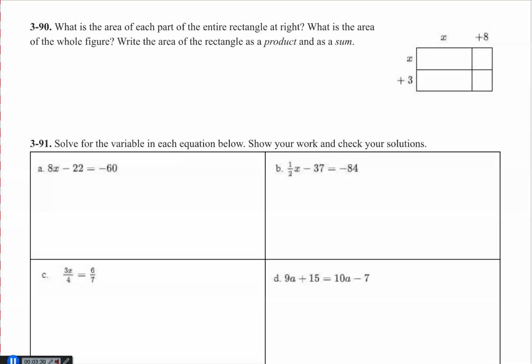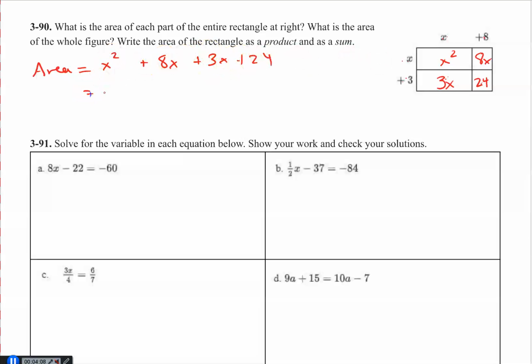3-90. What is the area of each part of the entire rectangle at the right? To find the area, you multiply the outside terms. X times x is x squared. 3 times x is 3x. 8 times 3 is 24. And 8 times x is 8x. So the area is x squared plus 8x plus 3x plus 24.